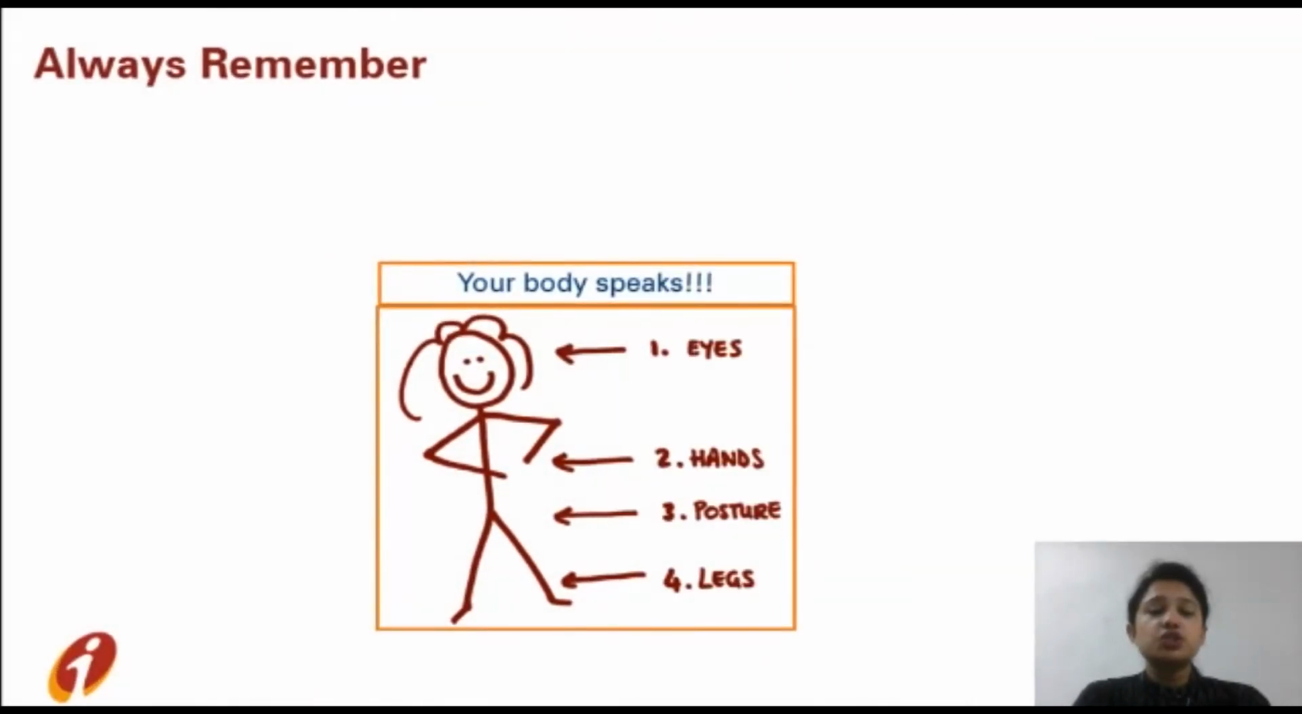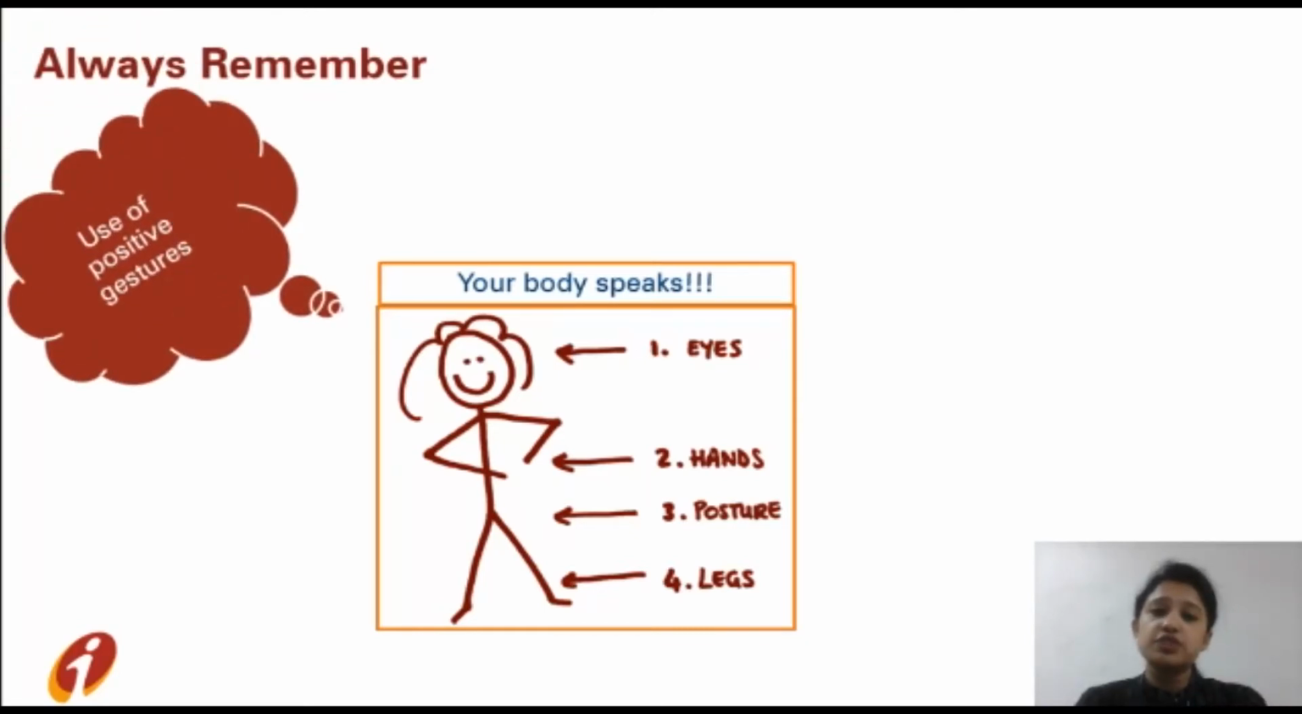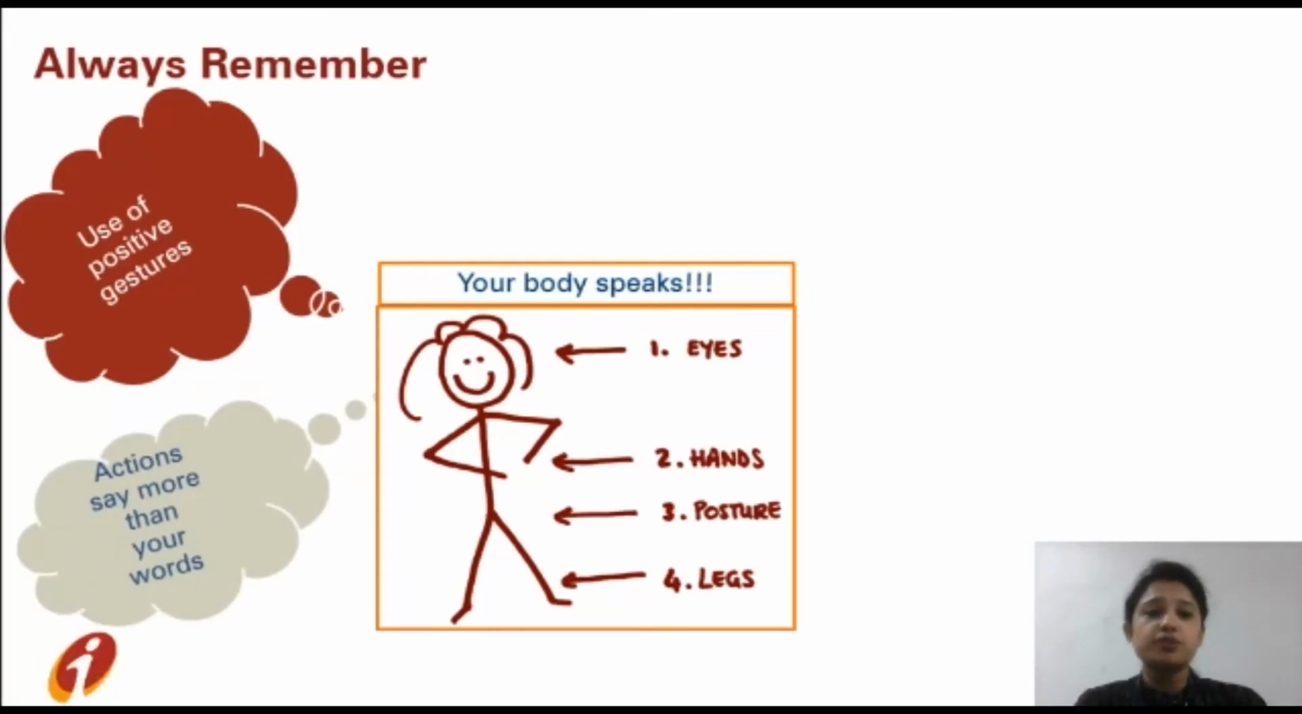So today in this session we learned that our body speaks. Our eyes, hands, body posture, legs, all these things speak. If we use positive gestures, we will be able to communicate a very positive vibe to the listener, to an entire audience. Also, we should always remember that the actions that we use, our facial expressions, our body posture, will say more than what our words are saying, what my mouth is saying.